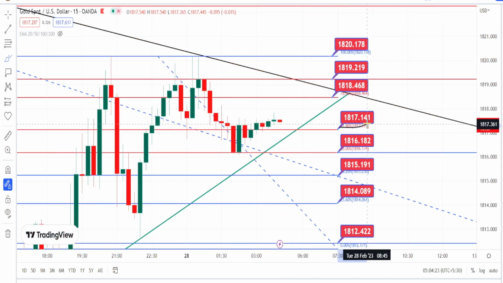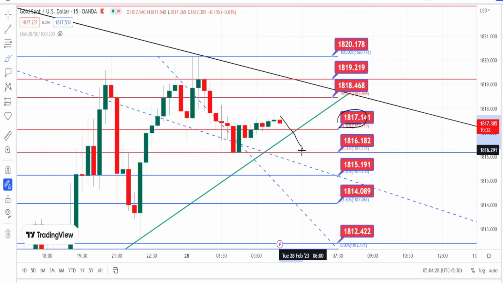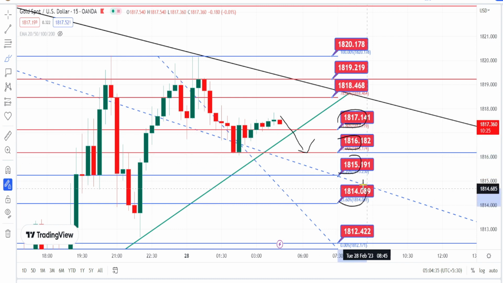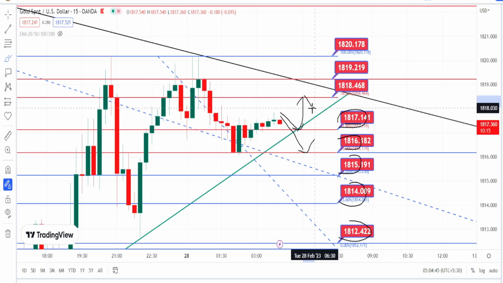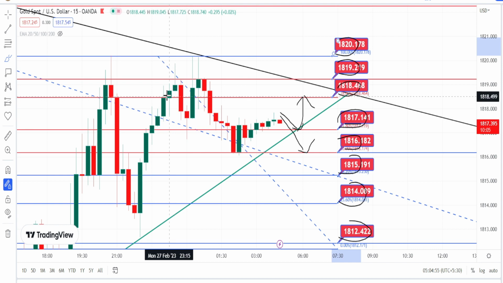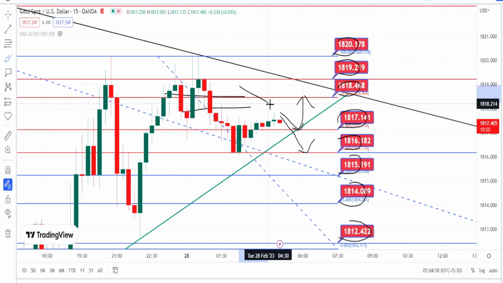Currently the price action has taken support around the support level of 1817. If the price action breaks this support level, the next levels of support are going to be around 1816, 1815, 1814 and 1812. And on the bullish side, if the price action takes support at the support level of 1817 and bounces back on the bullish side retracement, the immediate resistance is going to be around 1818, 1819 and 1820. For now, the price action in the 15 minutes time frame is on a sideways momentum.